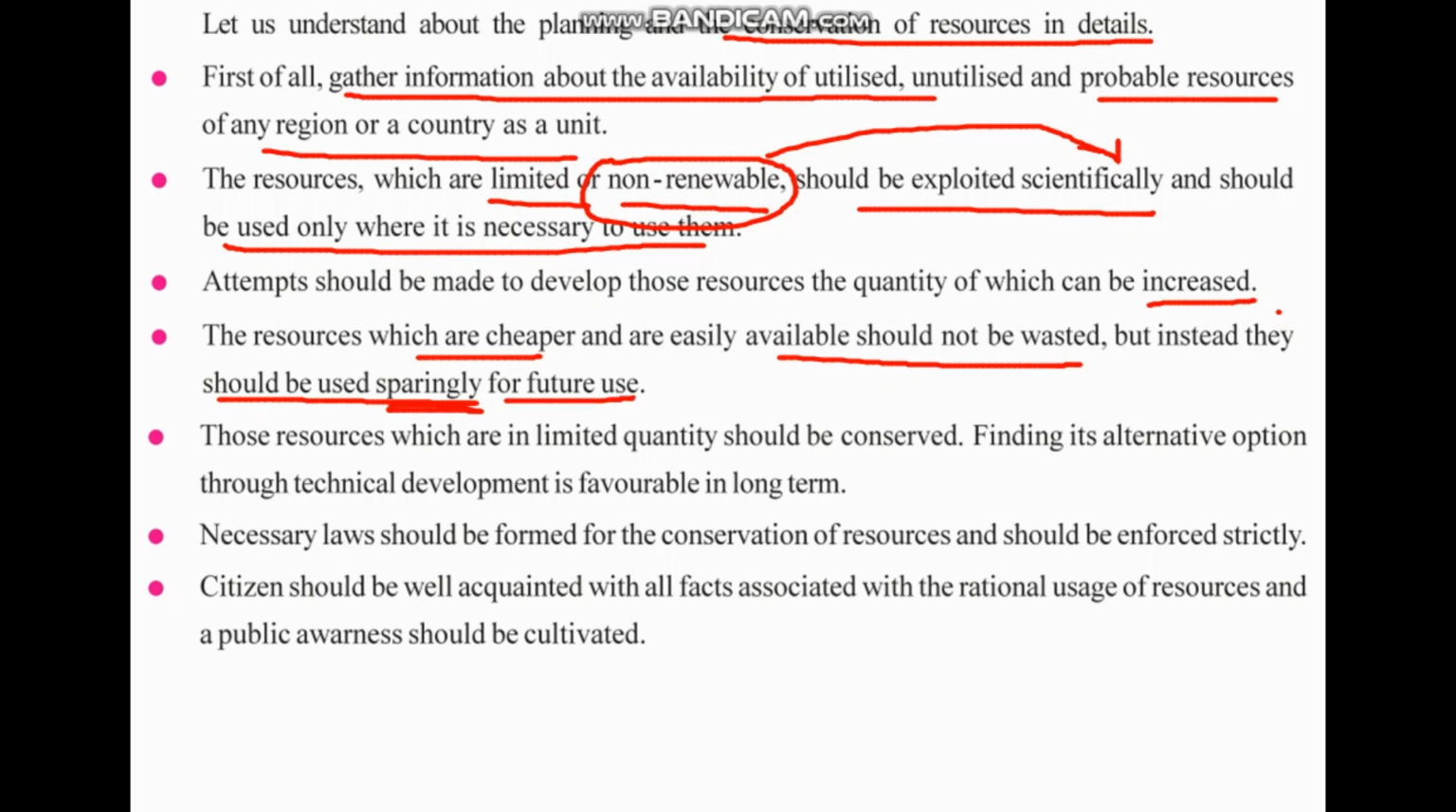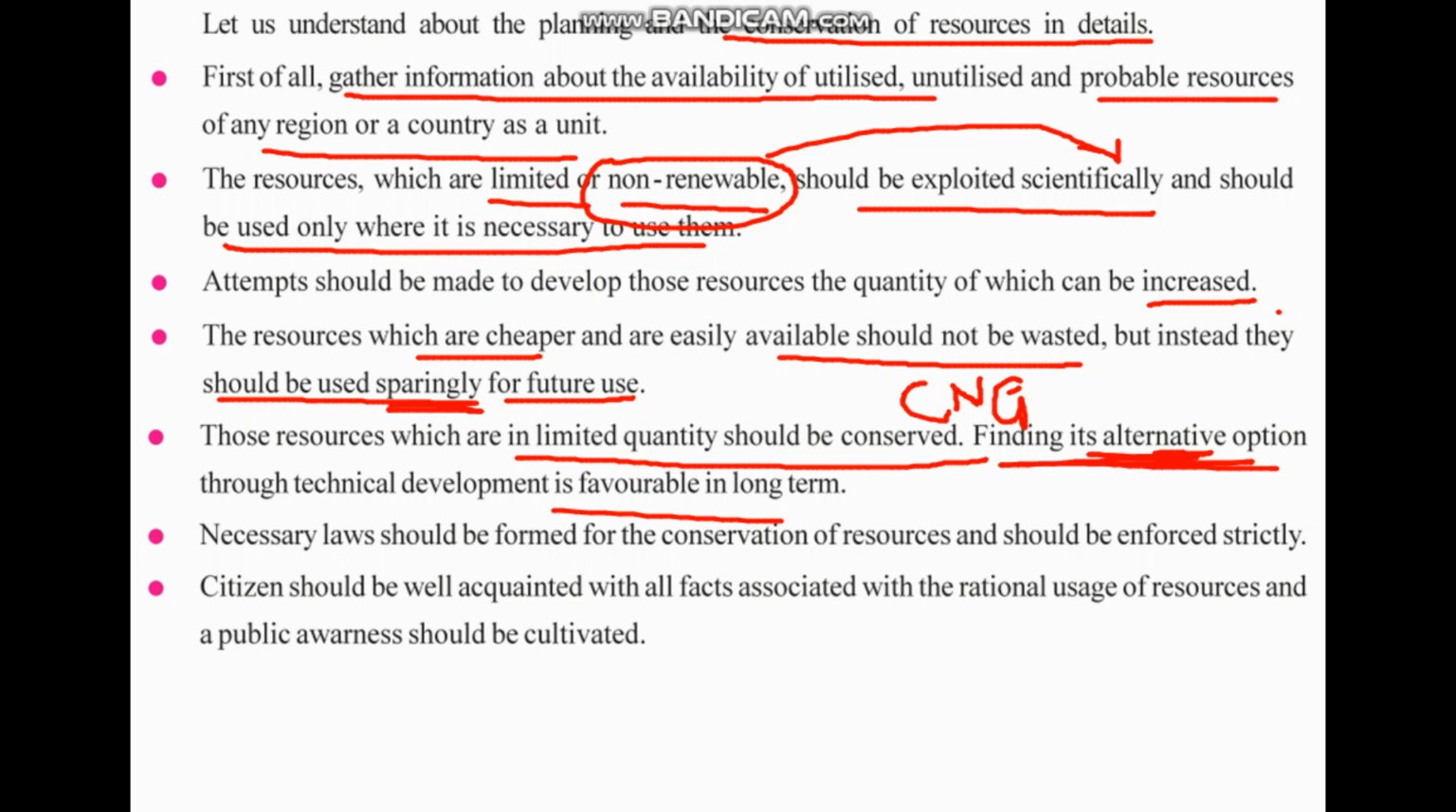Those resources which are in limited quantity should be conserved. Finding an alternative is a very important point. We should find an alternative for it. Like for petrol and diesel, we have found CNG. So CNG is an alternative to petrol and diesel through technical development in favor of the long term.